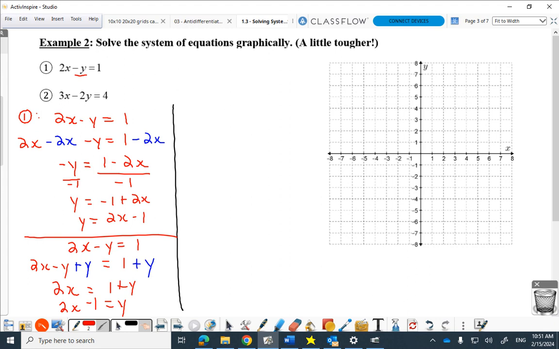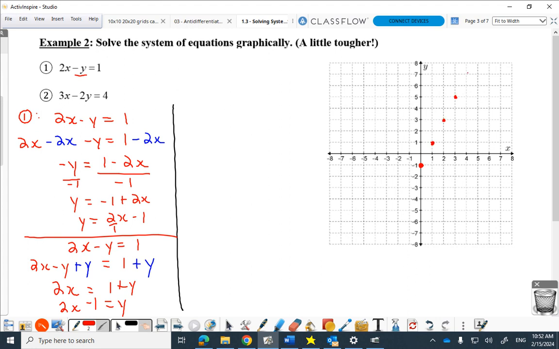So now I'm ready to graph. Y-intercept negative 1. There it is. Slope 2. I don't know, maybe you don't put it over 1. I know what slope 2 means. Go up by 2's. But if you need that 1, then put that 2 over 1, and then it's rise 2, run 1, rise 2, run 1, rise 2, run 1, rise 2, run 1.